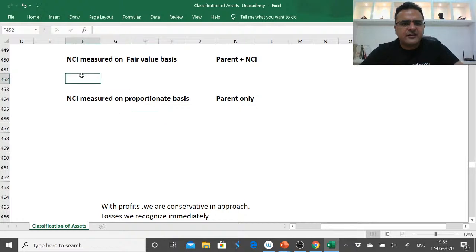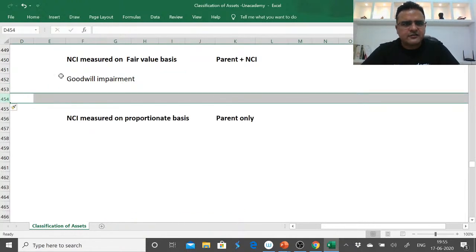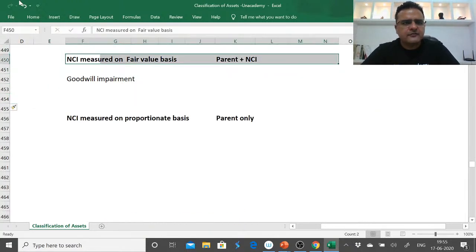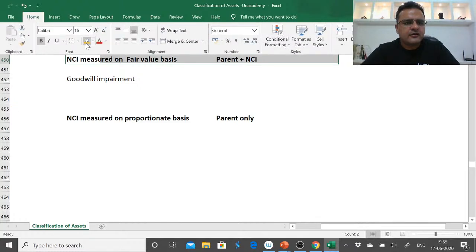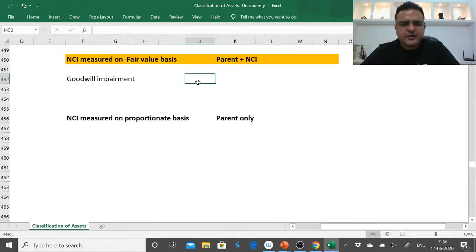Which means that if there is goodwill impairment in case of NCI measured on fair value basis, we'll be charging that impairment to group retained earnings, debit, and NCI, non-controlling interest, debit. In both the scenarios, the credit will be goodwill, that there is an impairment in goodwill.